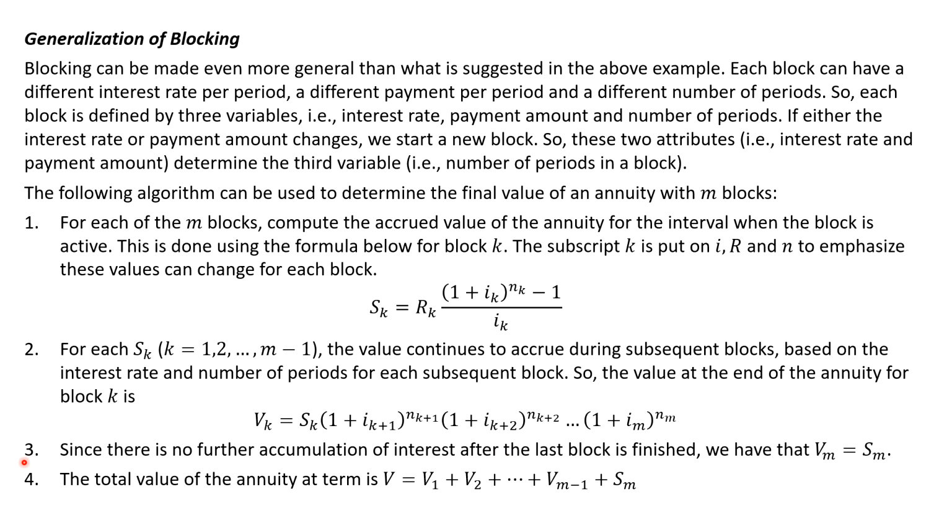And then this point number 3 is more of a note. For the very last block, you don't need to do this because there's no accrual period after you finish the last block. So the total value of the annuity is just the sum of these V sub K's plus the last one, which we could call V sub M, but it's equal to S sub M.